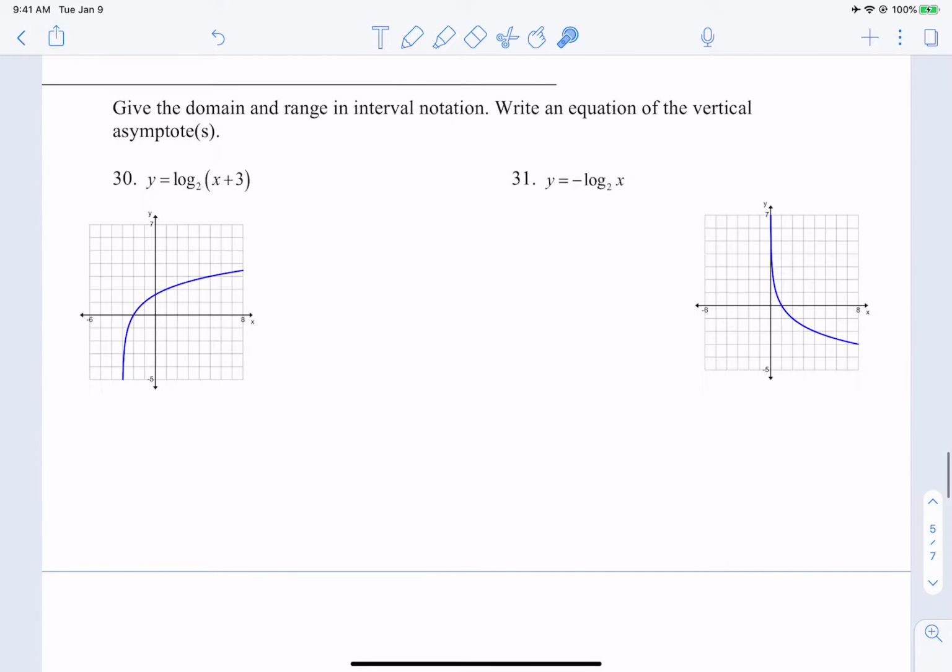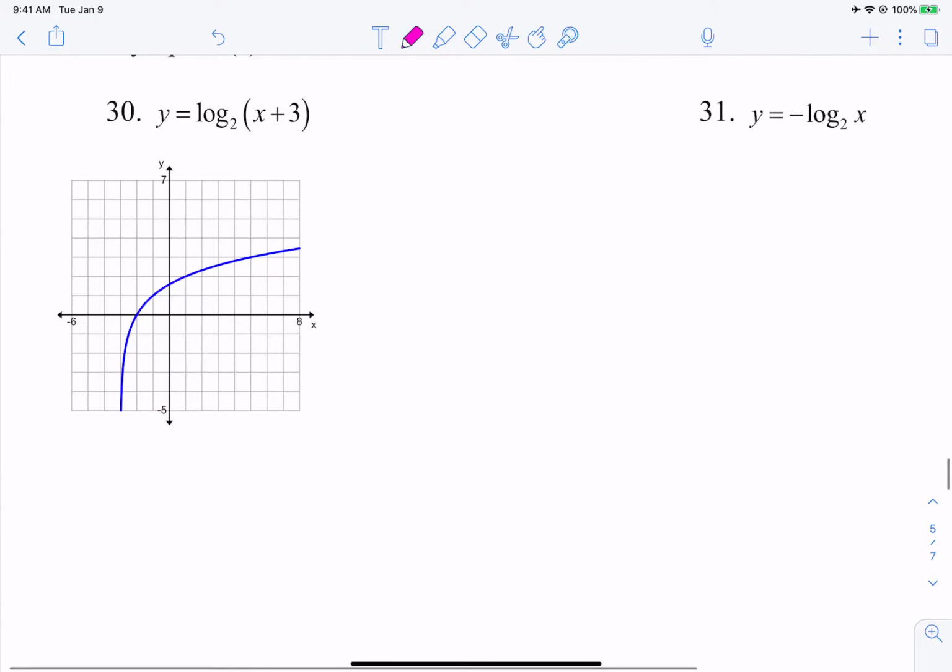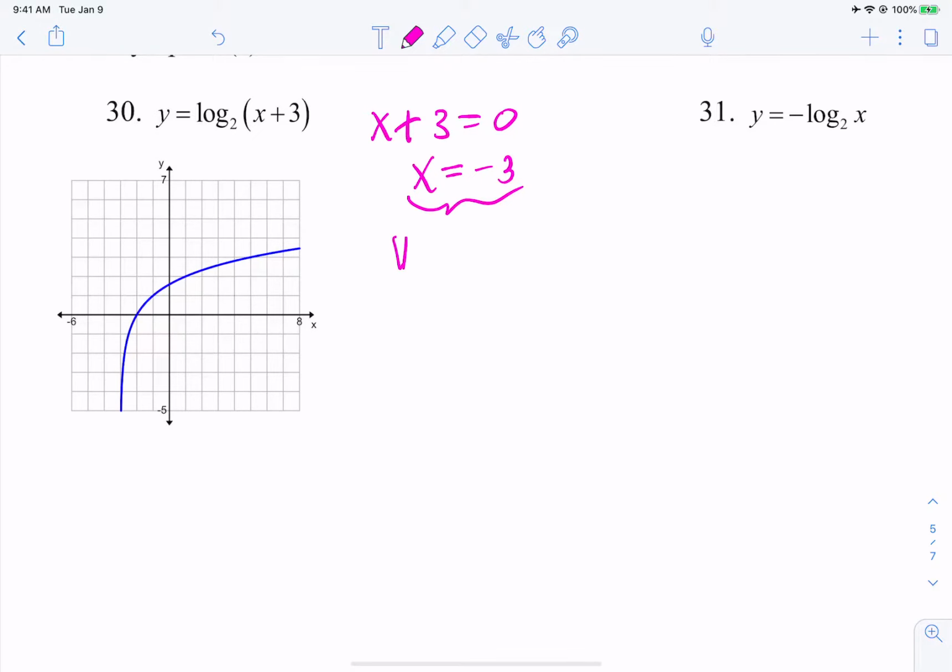Okay, so here we're talking about domain and range. They want us to write the domain and range in interval notation and write an equation of the vertical asymptote. If you set x plus 3 equals 0 and solve for x, that is the equation for the vertical asymptote. If you look on the graph, we can see that it doesn't hit, but gets super close to the line x equals -3. So that's our vertical asymptote.